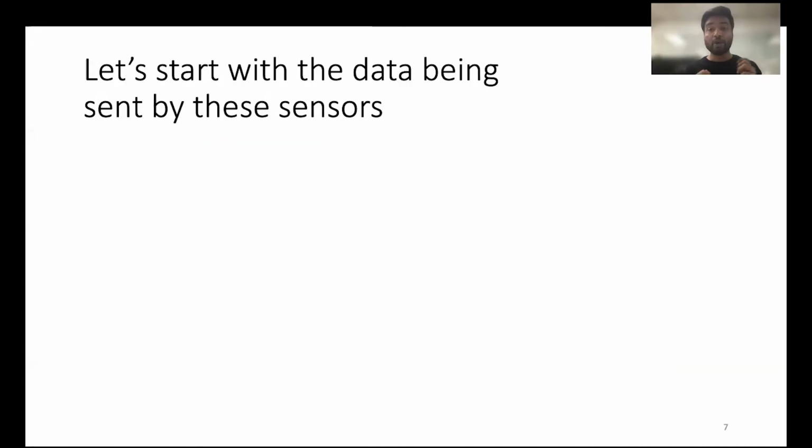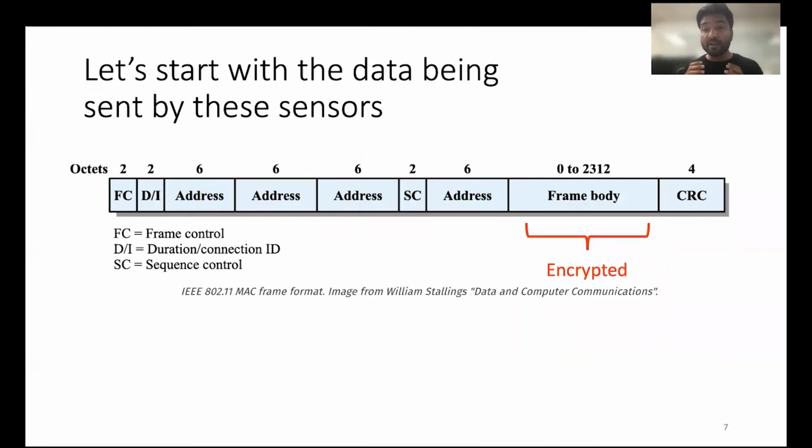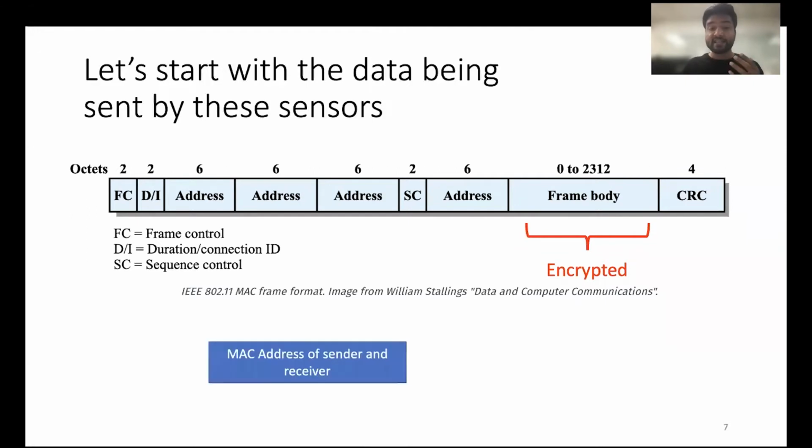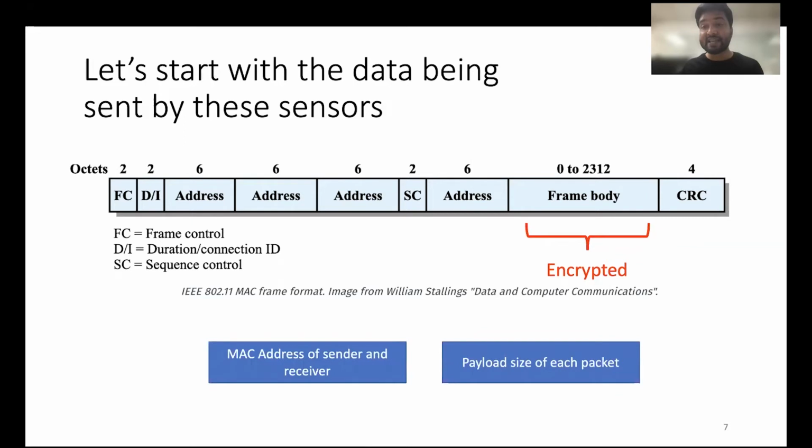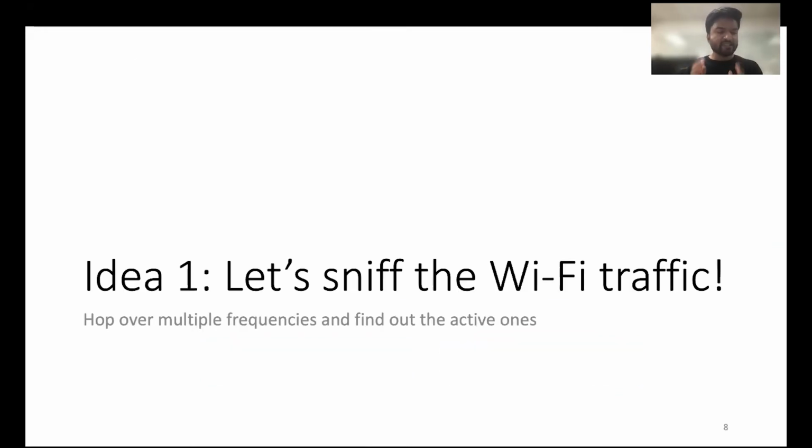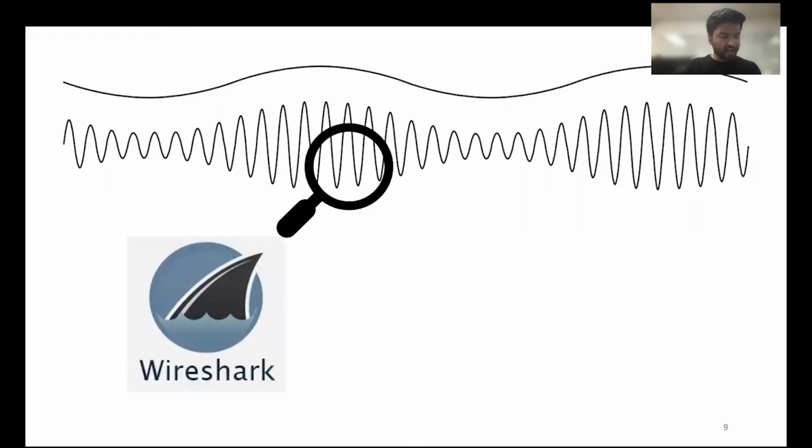Let's start by looking at the Wi-Fi packets that are being transmitted. While the frame body is encrypted, we can still get other information from these packets, such as the MAC address of the sender and the receiver, as well as the payload size of each packet. This brings us to our first idea. Let's sniff the Wi-Fi traffic and find out all the active frequencies. For every MAC address that we detect, let's aggregate the traffic being sent over small time windows. We use Wireshark to sniff Wi-Fi packets and aggregate the traffic.